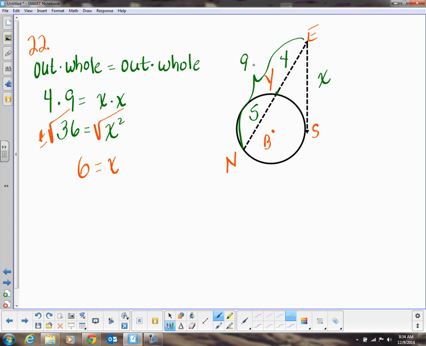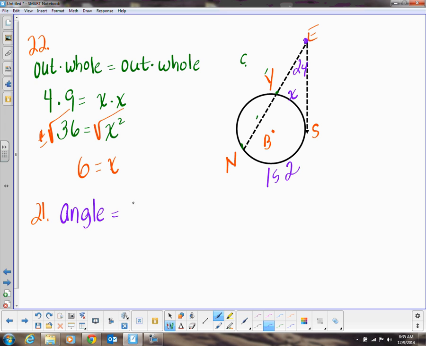21. All right. So now let me erase this part. So we're at 21 now. And 21 said, NS is 152. Angle E is 24. They want you to find YS. Where's the vertex, Stephanie? What's the formula for outside? Angle equals what? Large arc minus small arc what?